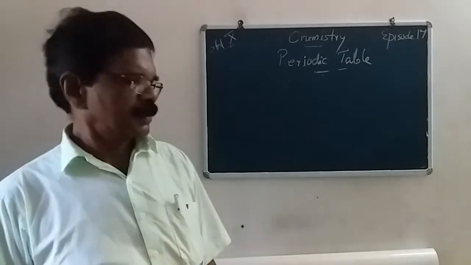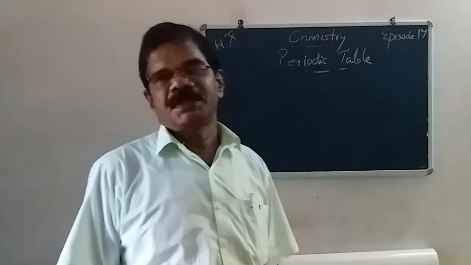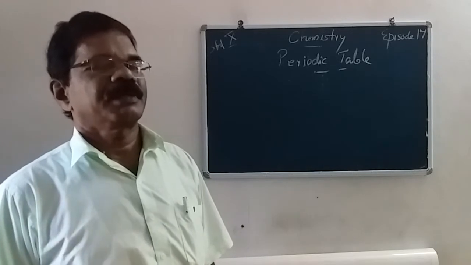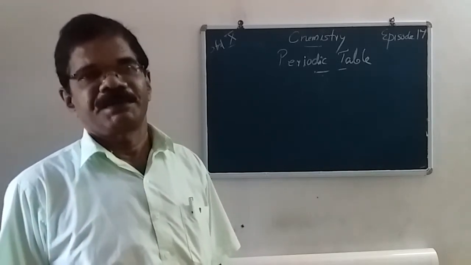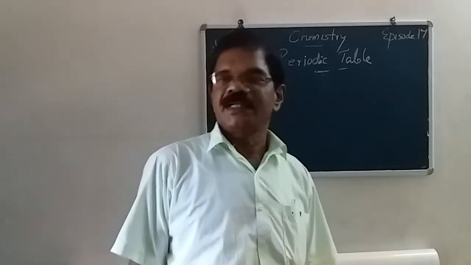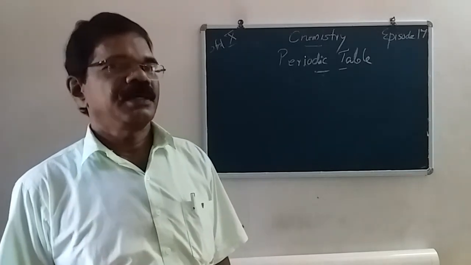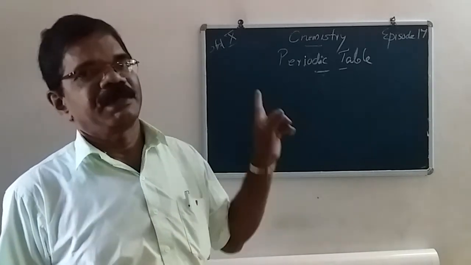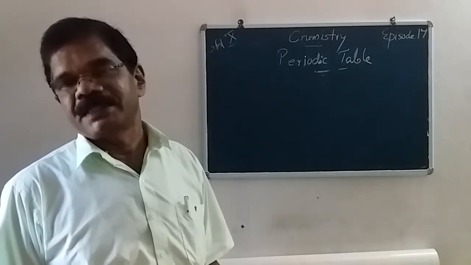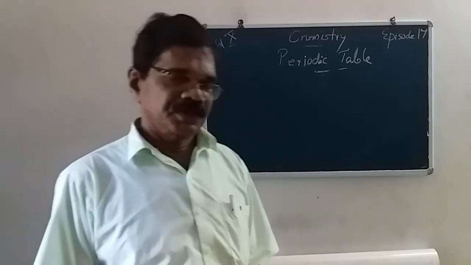Good morning to all. In the last class we were studying the trends in the periodic table, that means how the properties of the elements vary among periods and groups. We have already studied two things. The first is valency. In a group, the valency remains the same from top to bottom, and in a period the valency increases one by one up to 4, then decreases to 0.